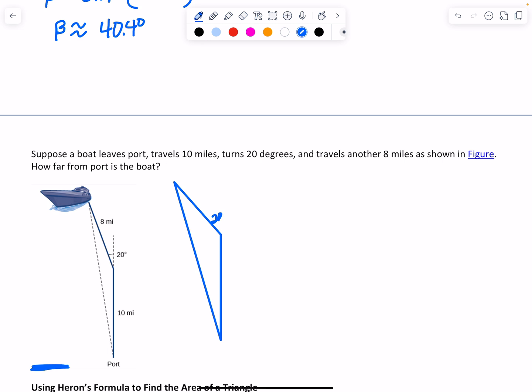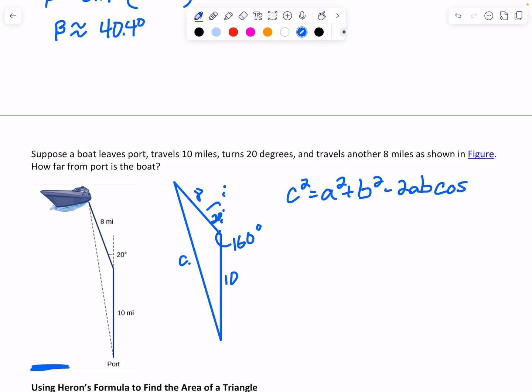Okay, if this is 20 going straight up like that, caught in here, this has got to be 160 degrees. This is 8, this is 10, and they're just wanting this point C right here. Okay, so c squared equals a squared plus b squared minus 2ab cosine of gamma. So c squared, and I'm just going to plug everything in. 10 squared plus 8 squared minus 2 times 10 times 8 times cosine of 160 degrees.